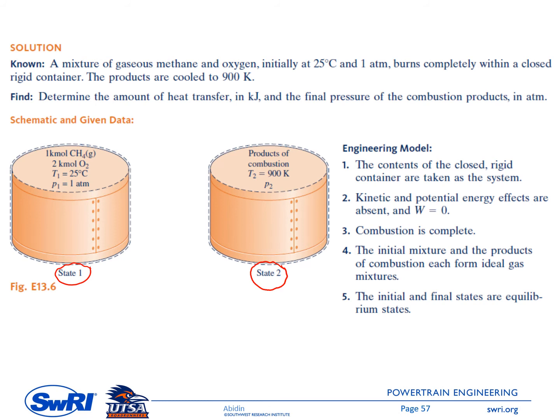And these are the engineering assumptions. This is a closed system, a rigid container, so there is no flow rate through or over the boundary of the system. We can ignore the effect of kinetic and potential energy. Combustion is complete, so this is stoichiometric combustion of methane. The initial mixture and the products of combustion each form an ideal gas mixture. And the last assumption here, the initial and final states are equilibrium states.